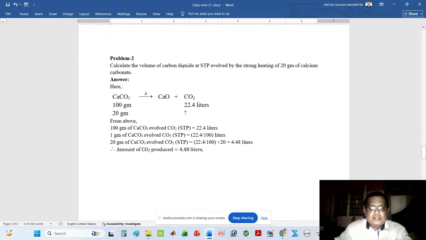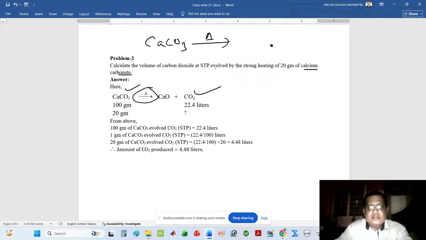Next problem, calculate the volume of carbon dioxide at STP evolved by strong heating of 20 gram of calcium carbonate. Here the reactant is calcium carbonate, CaCO3. It is subjected to strong heating. Then calculate the volume of carbon dioxide. The carbon dioxide is the product. Here actually given is CaCO3 under strong heating gives CO2. But if you want to see the equation, calcium oxide will also be another product.